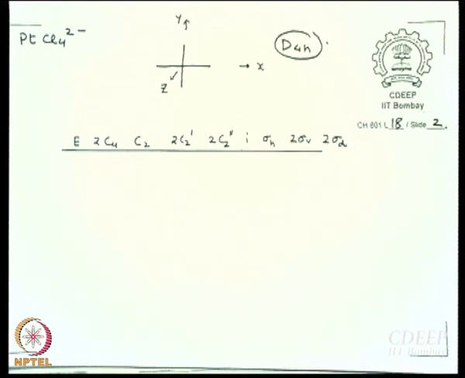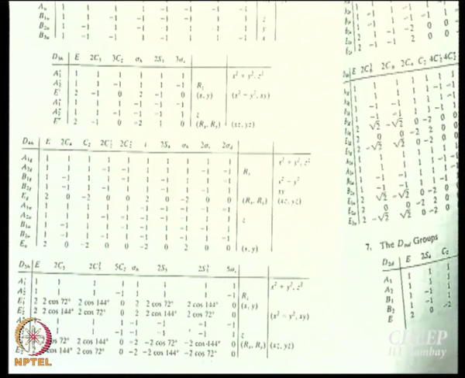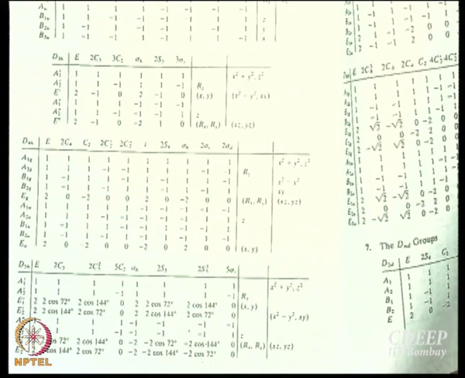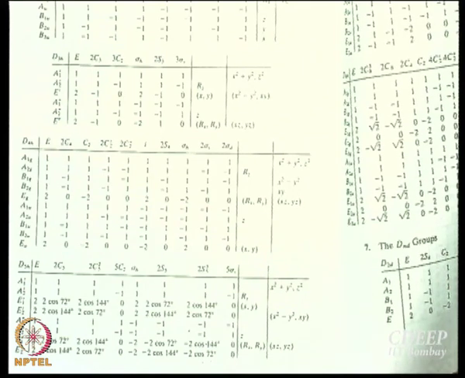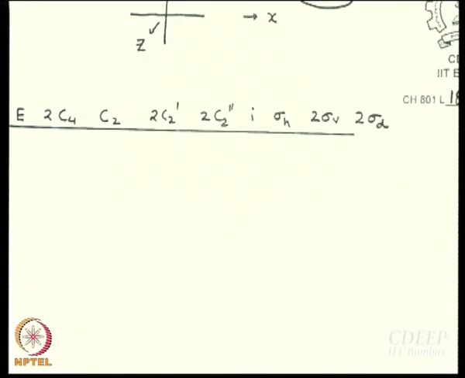I will show you the character table. D4h, can you see? E, 2C4, C2, 2C2 dash, 2C2 double dash, i, 2S4, sigma h, 2 sigma v, 2 sigma d. Alright? And what was that? S4, we have forgotten S4. Now that's a mess.